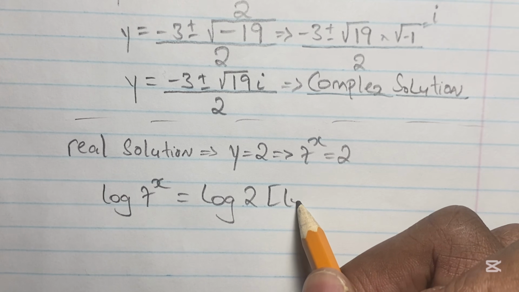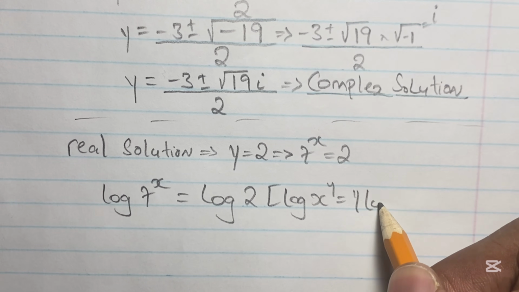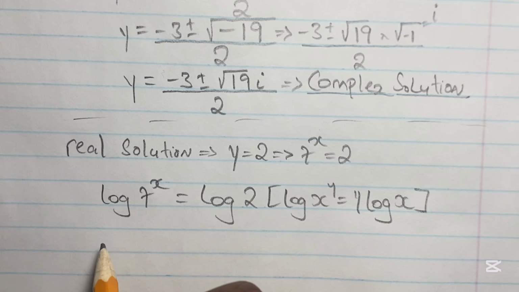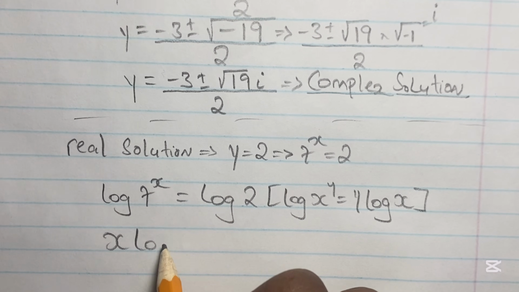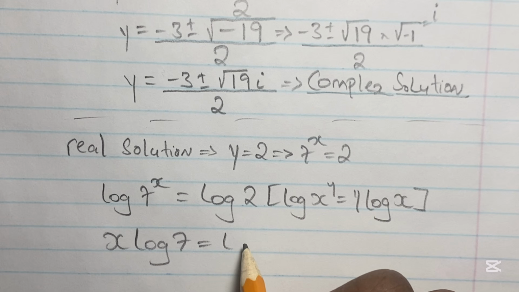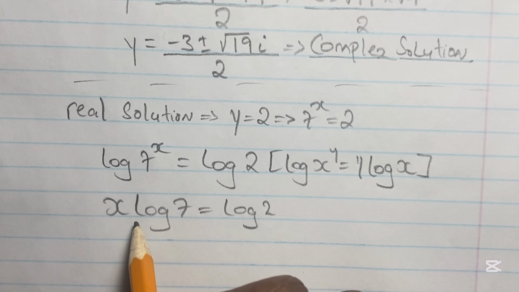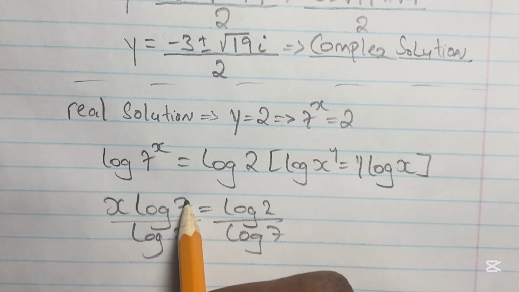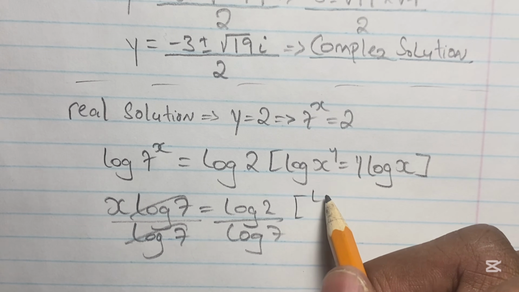And from here we have a logarithm rule that says that log x to the power of y is equal to y log x. Now from what we have here, we'll simplify our equation using our rule. So we'll have x log 7 is equal to log 2. And then we'll divide both sides by log 7. So we'll have log 7 being divided here, I'll divide log 7 on the right as well, so these will be cancelled out. So we would have x is equal to log 2 over log 7.